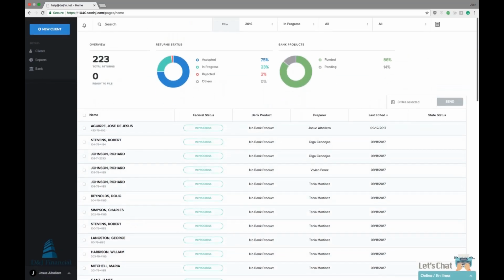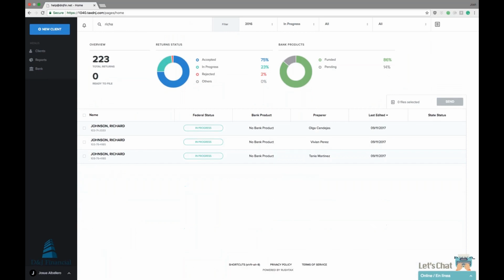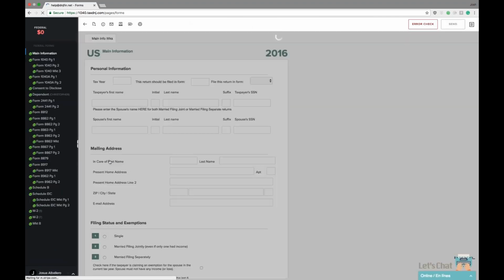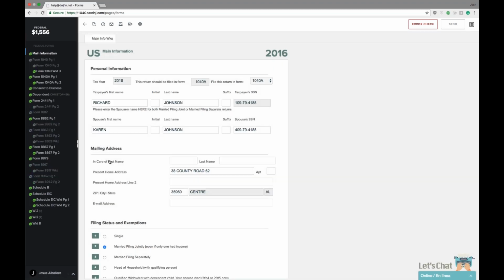Here's a Richard Johnson, and let's see if we can find him. I can look him up here and just say Richard, and all the Richards are going to come up. So I'm going to go to Richard Johnson right here. Open this scenario. Pay attention to this. This is what we should have done throughout the return.